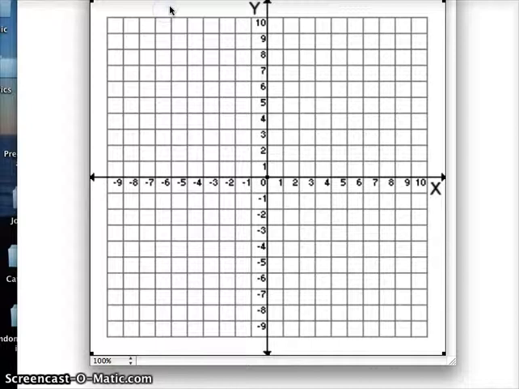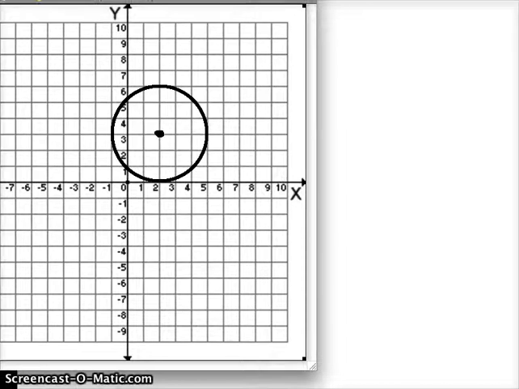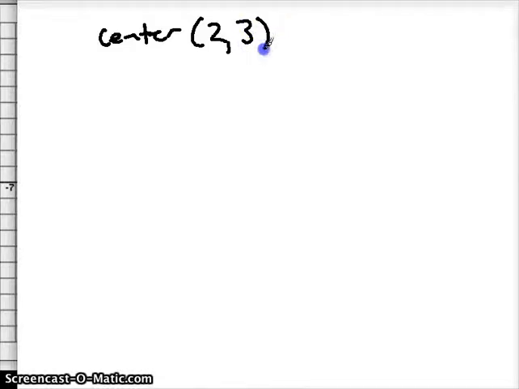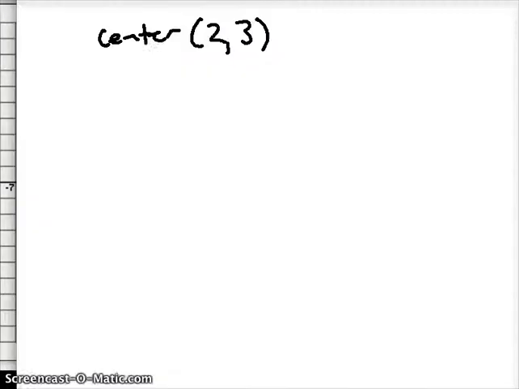All right, let's draw another circle here. All right, here's another circle. Its center is now located right here at the coordinate 2, 3. So again, anytime you're writing equations of circles, always find that center coordinate first if it's a graph and write the information. So the center is at 2, 3. Let's find our radius. Well, since it's graphed, we can always count it. 1, 2, 3. Radius of 3.